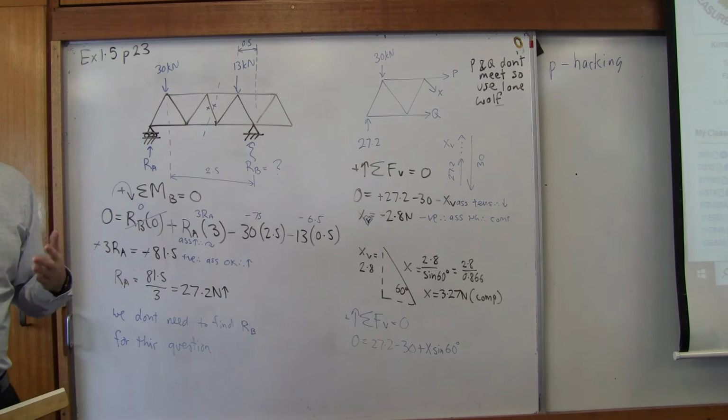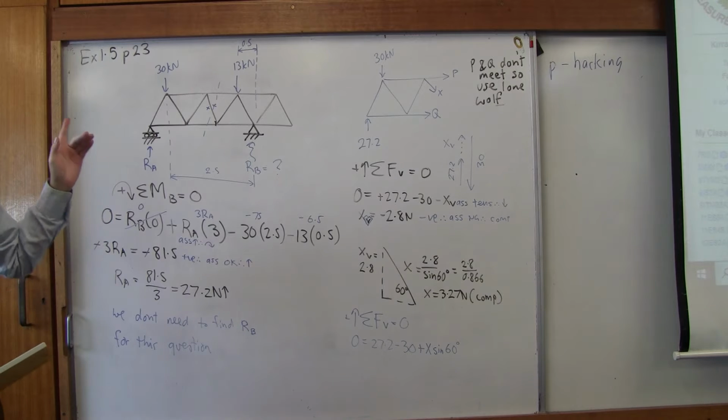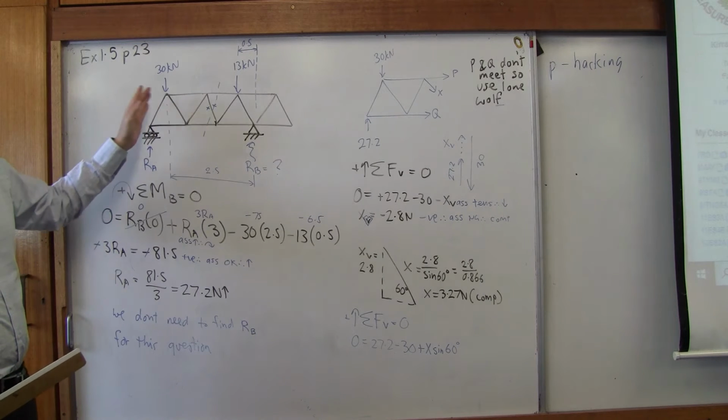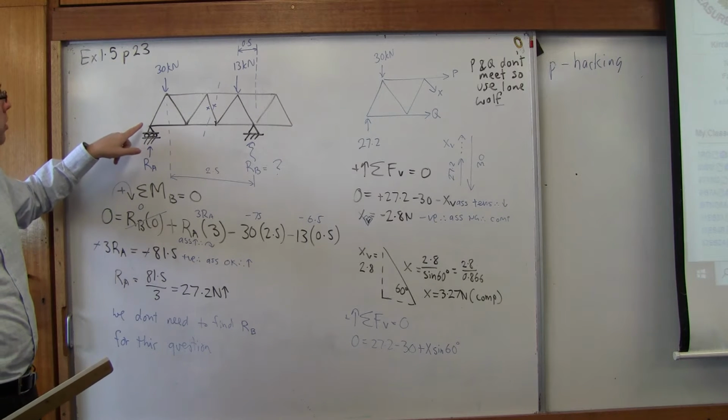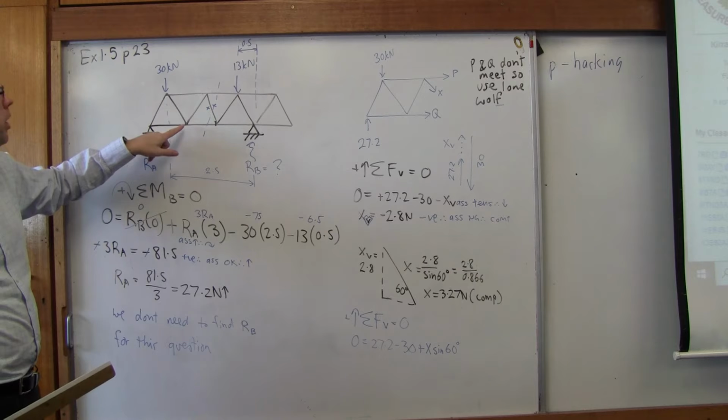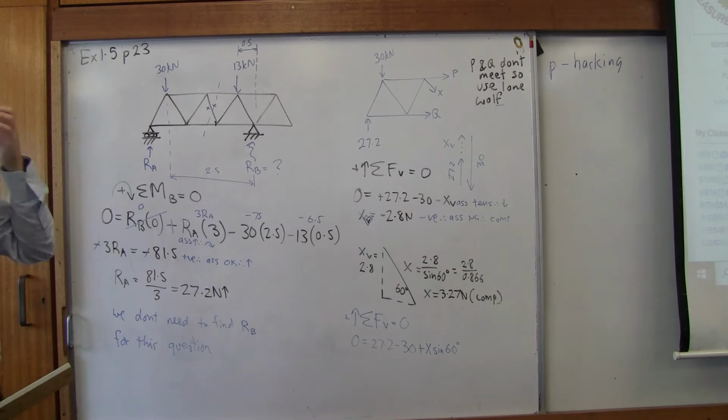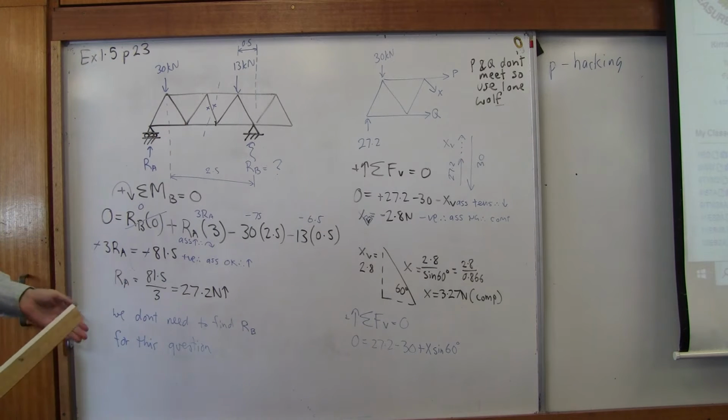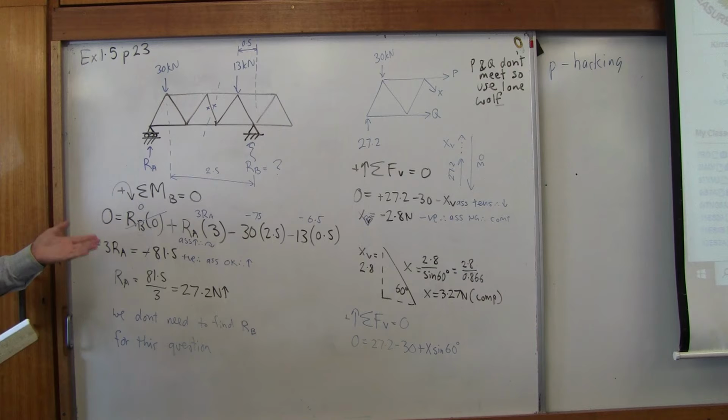That's pretty common, and this is why we want to use method of sections, because method of sections allows us to avoid, well, otherwise we'd have to solve 1, 2, 3 joints. Instead we can just do one section in one go. So when we do this, first thing we need to do is find the reaction.